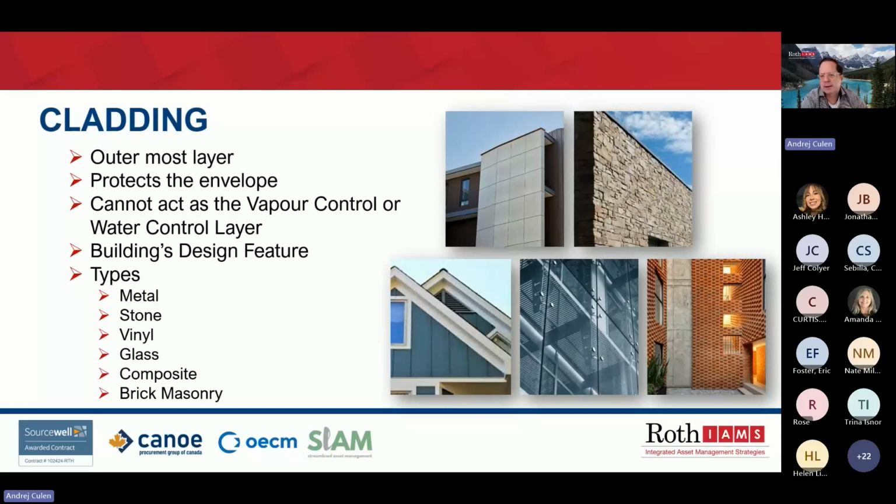The exterior cladding is the outermost layer. While it gives protection, it cannot act as the vapor control or water control layer. Its main functions are to protect the building from damage and to act as the building's design feature. Common modern-day cladding types are metal, stone cladding, vinyl, glass, composite systems, and brick.